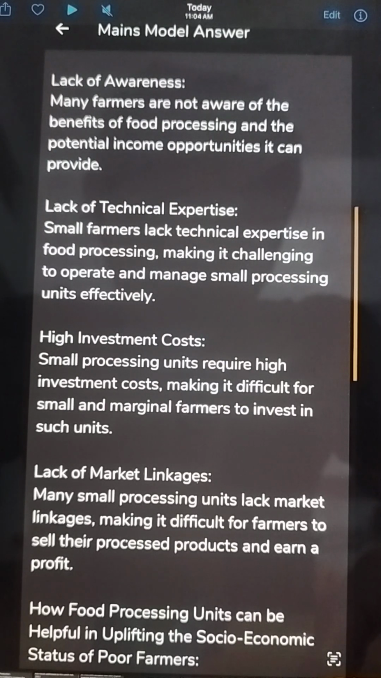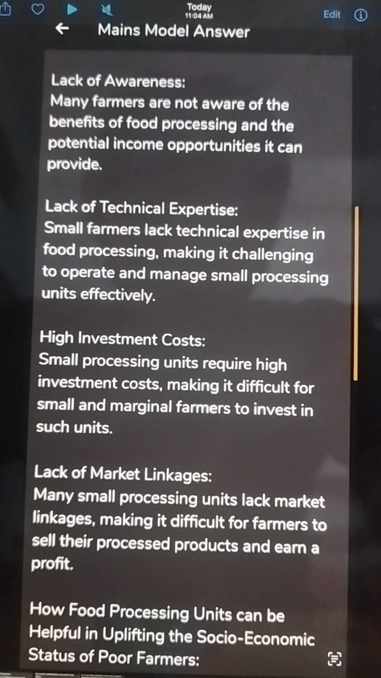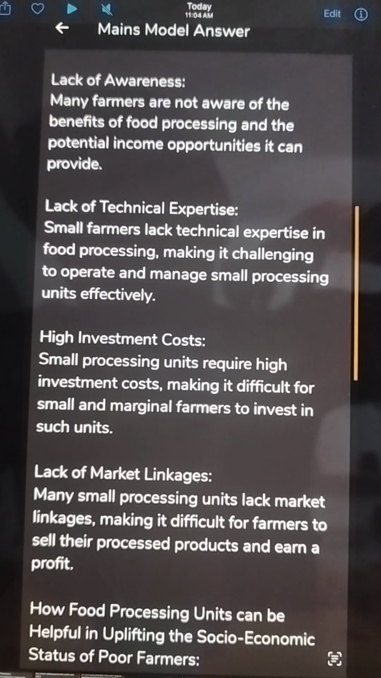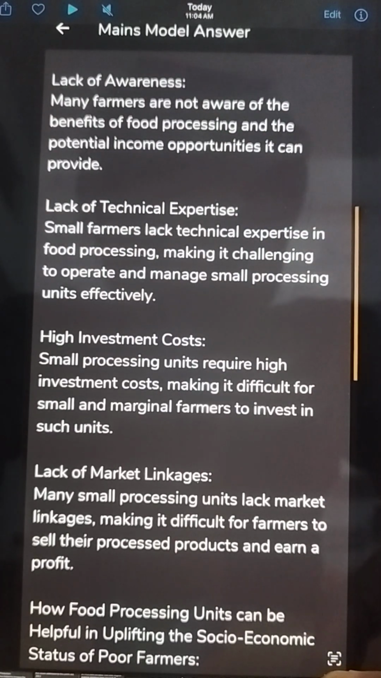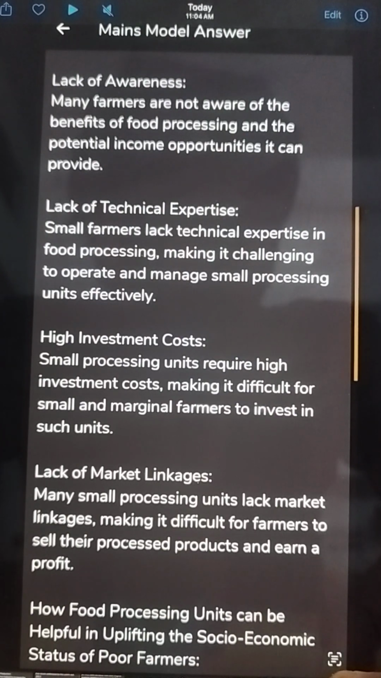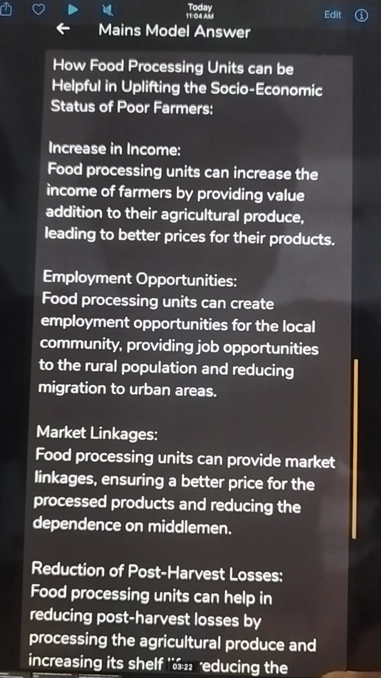Third, high investment costs. Small processing units require high investment costs, making it difficult for small and marginal farmers to invest in such units. Then comes lack of market linkages. Many small processing units lack market linkages, making it difficult for farmers to sell their processed products and earn a profit.